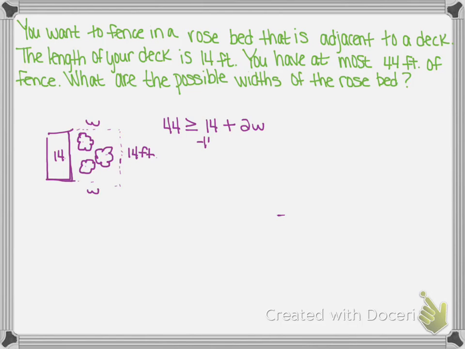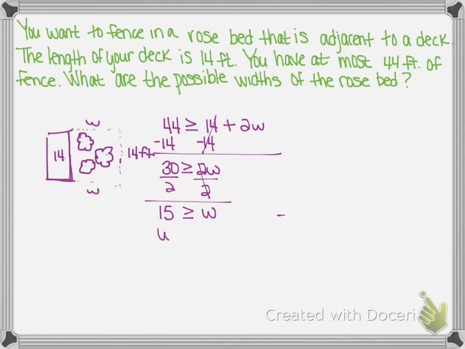We're going to subtract 14 from both sides. When we do so, we get 30 is greater than or equal to 2W. Now we are ready to divide both sides by 2. I have 15 is greater than or equal to W. And if I rewrite this, I have W is less than or equal to 15. So this means that the width of our raised bed can be 15 feet or less.